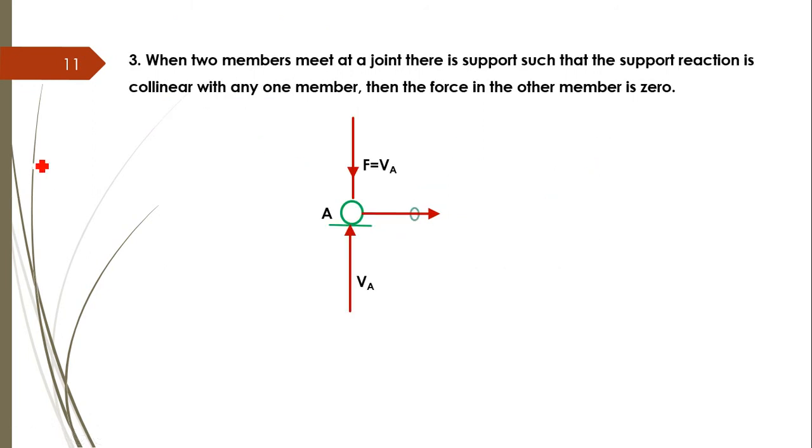Then the third condition: when two members meet at a joint, there is a support such that the support reaction is collinear with any one member. This is similar to the first case, the only thing is that one of the collinear forces is from the support reaction. Then the force in the third member is 0. So here, considering at A a roller support is there, so this is a reaction VA, this is a force in this member, so both will be opposite in direction and collinear with each other, get cancelled, and the third member force is equal to 0.